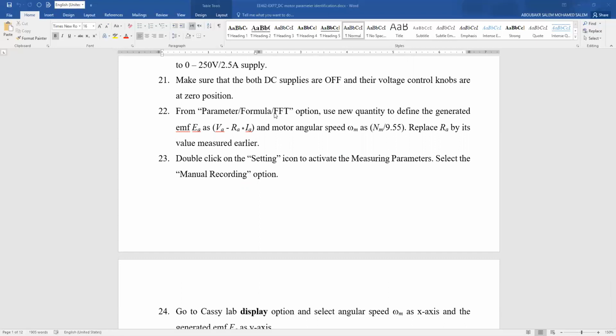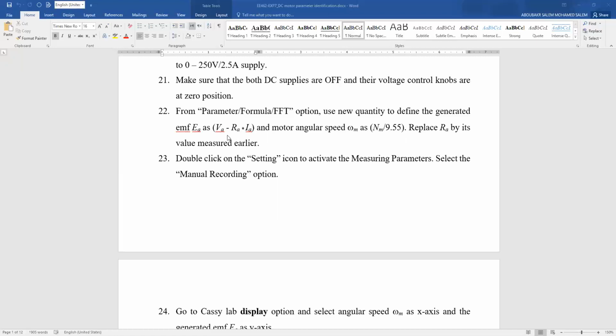So we will make a definition for the EMF. So EA equal to VA minus RAIA. Actually, we defined RA before, because we calculated or measured it using a multimeter in the beginning. And we have a channel for IA and VA. So take care when you enter these parameters to CASI, you have to use the same symbols that you have defined the channels in order to make the computer understand your equations.